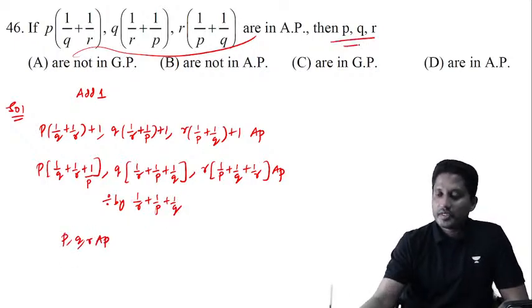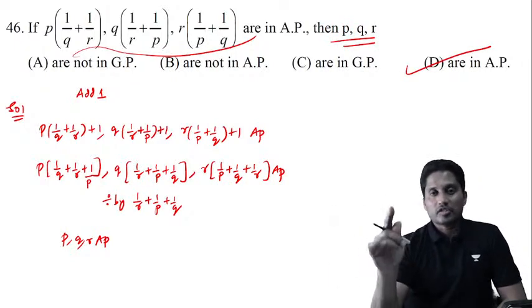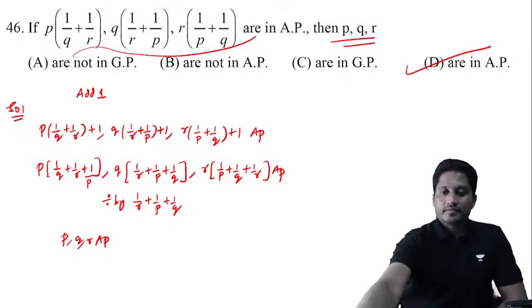So the question is, what is P, Q, R? P, Q, R in AP. Answer is option D. Right, you add, you subtract, you divide, numbers will be still in AP.